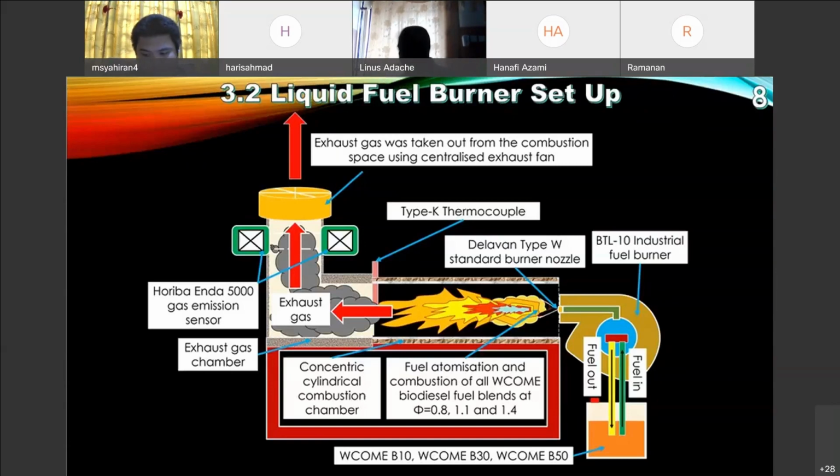The flame and exhaust gas generated from the fuel combustion were contained inside the concentric cylindrical combustion chamber. One type A thermocouple was put at the end of the combustion chamber to detect the exhaust gas temperature. The exhaust gas then was channeled into the gas chamber and flowed through the gas transfer to detect the NOx and CO concentration before being expelled out from the combustion room using the exhaust tank.